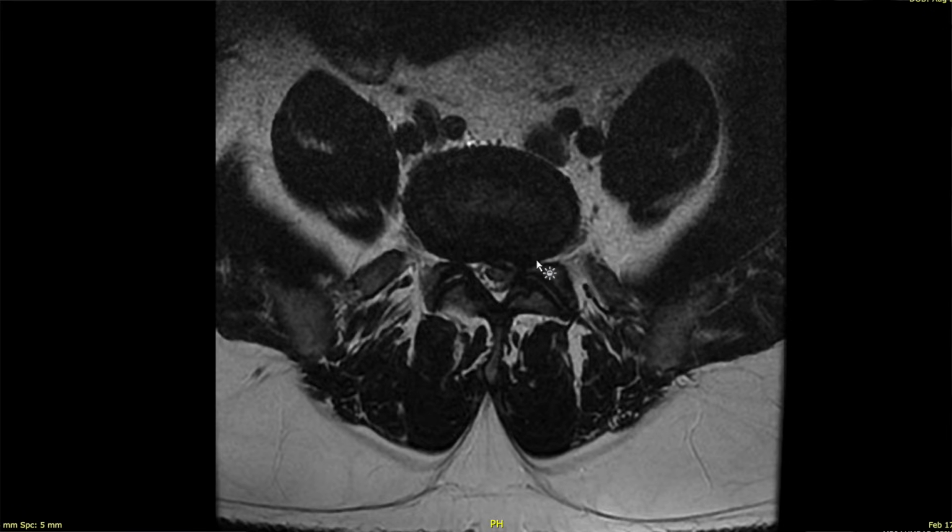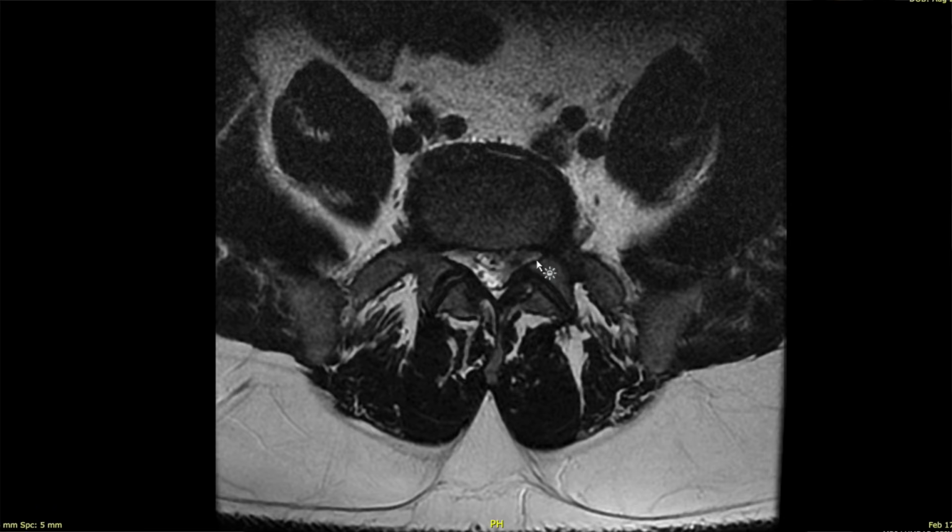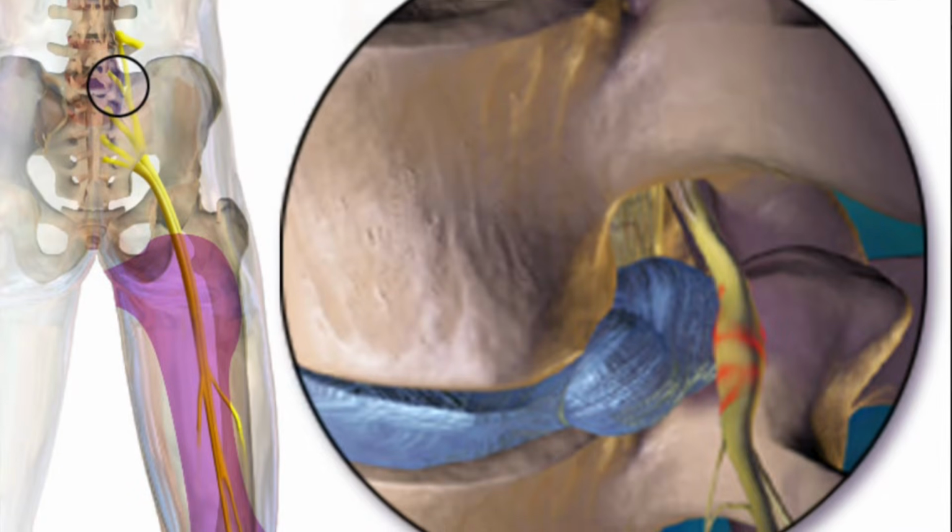So then as the disc herniates out, the disc material will sometimes compress or irritate the nerve root at that level, causing pain radiating down the leg. This is known as radiculitis or radiculopathy and is often referred to as sciatica.